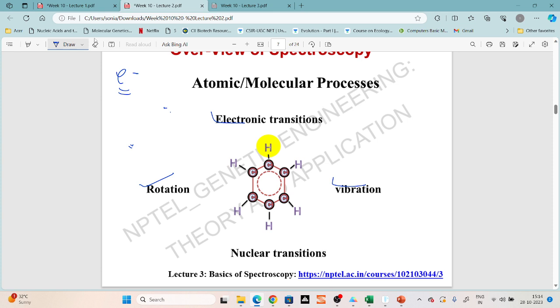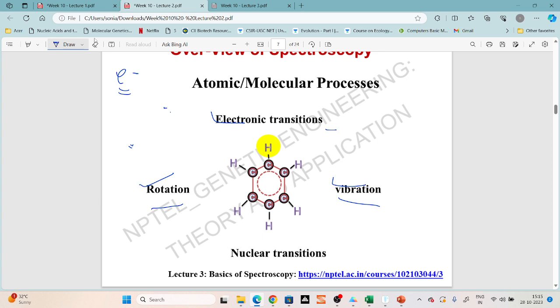An important thing to understand is that you cannot study all of these properties through just one set of rays, because for vibration you need a different amount of energy, for rotation you need a different amount of energy, and for transitions you need a different amount of energy. The energy required for studying the vibrational properties of a molecule, or the rotational property of an electron, is not sufficient to study the electronic transitions of an electron. For electronic transitions, you need a greater amount of energy. But for studying rotation or vibration, you will require a lesser amount of energy.